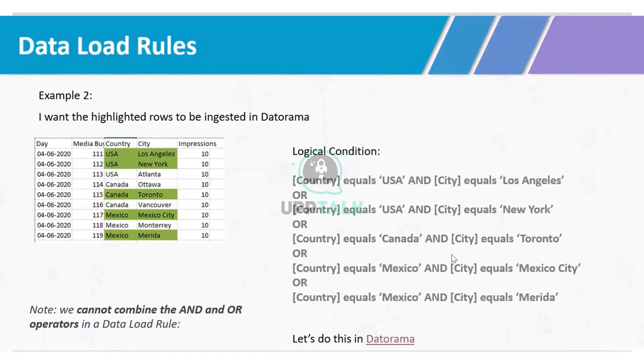Then what we need to do is work in a sequential way, whereby we first filter our countries and then filter our cities. In a logical condition, it would be country equals US and city equals Los Angeles, or country equals US and city equals New York. But you cannot combine AND and OR operators in a data load rule. But as it is sequential, you can filter your country and then you can filter your city.